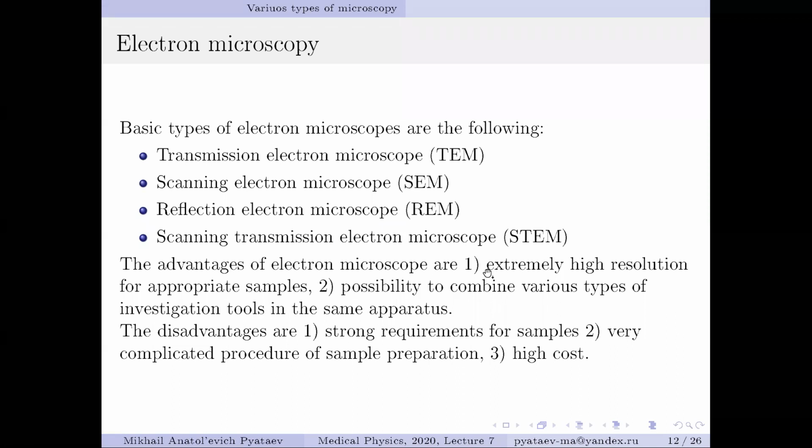The advantage is, of course, extremely high resolution, because the resolution of electron microscopy is the highest possible. And the second advantage is possibility to combine another technique with the microscopy, such as measurement of electron energy. But there are some strong disadvantages.